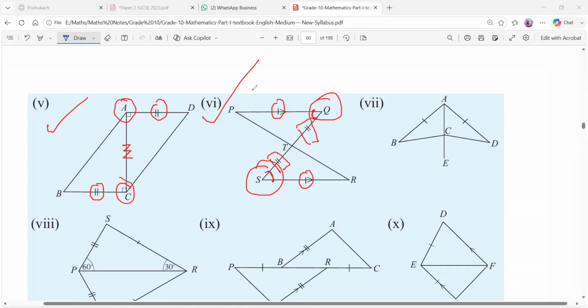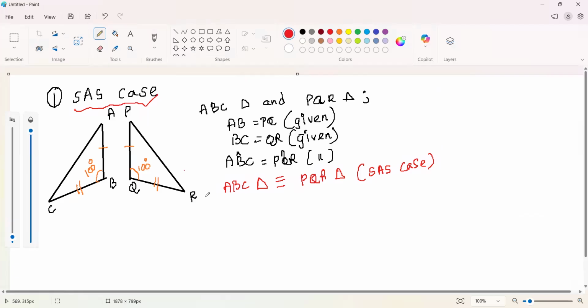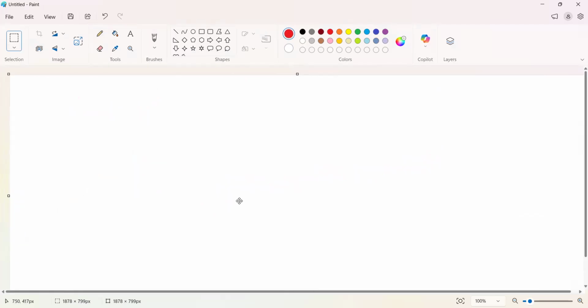Here, this side and this side are equal. These two also have a common line, which is also equal, but the angle is not mentioned as equal. They are not mentioned, so this is not congruent. Like that you can think it through; I don't take much time for that. That's the first case, the SAS case.